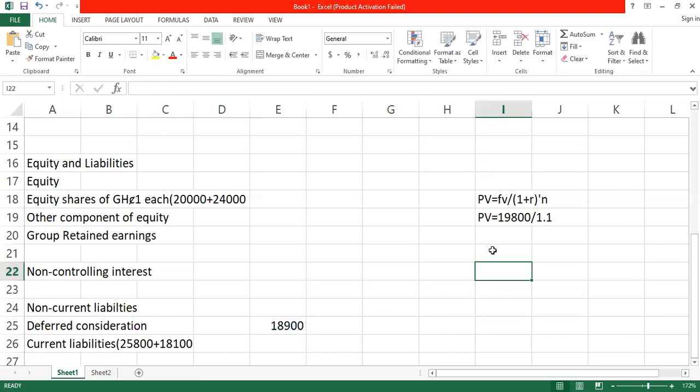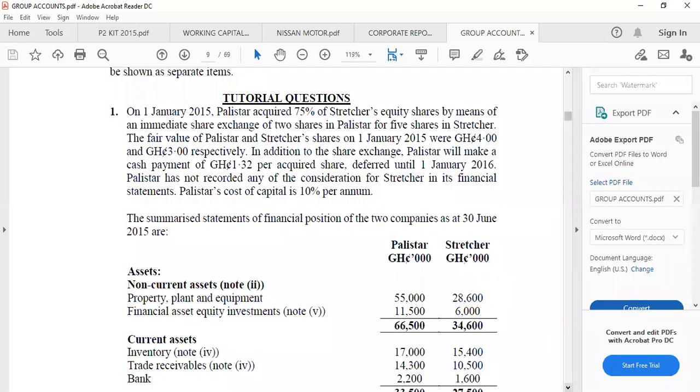So deferred consideration will always be a liability because you are going to pay the people. You are owing the people, so their money is with you. So deferred consideration will always be what? A liability. Let's move on.